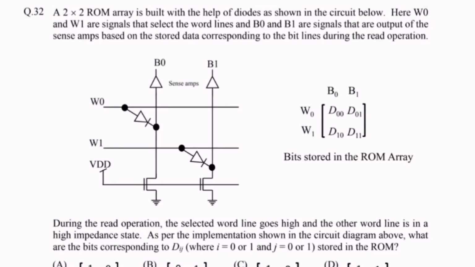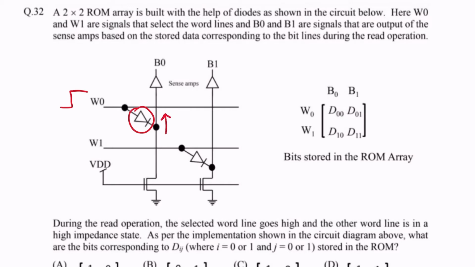So this is a 2x2 ROM array, which is built with the help of diodes. The idea is that if there is a diode connecting a word line to a bit line, the vertical is what is called a bit line, and the horizontal is what's called a word line. If there is a diode here, then as soon as the word line gets turned on, that is if it's selected, the diode conducts and overpowers this NMOS transistor at the bottom to take the bit line high.